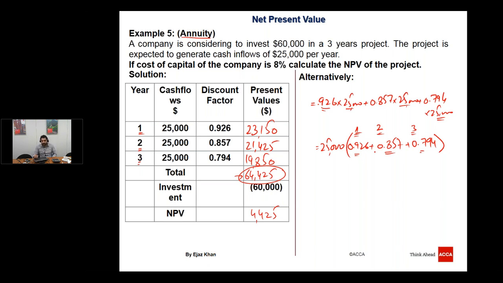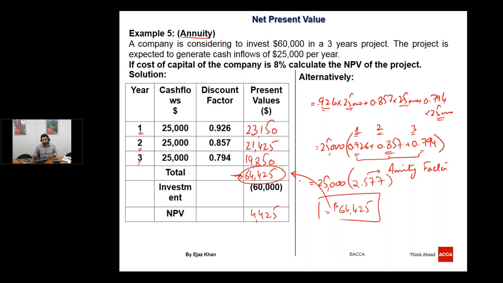And if we add all these three discount factors, we'll get 2.577. And remember, 2.577 is actually the sum of these three discount factors. We can call it cumulative discount factor, or we can call it annuity factor. So this 2.577 is called annuity factor, which is the sum of discount factors from year 1 to year 3. And if we multiply this annuity factor with $25,000, we'll get almost the same present value that we calculated separately, which is 64425. So if we know the annuity factor, we can easily calculate the present value of any number of cash flows, provided that there are constant cash inflows.